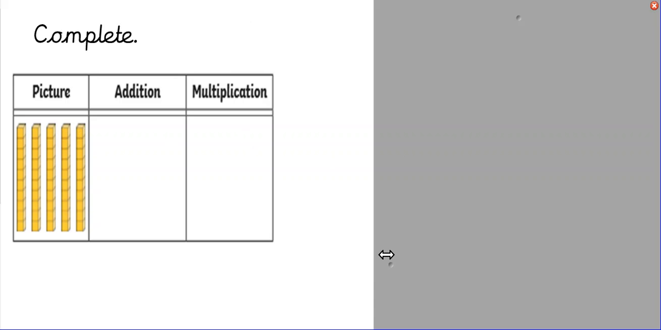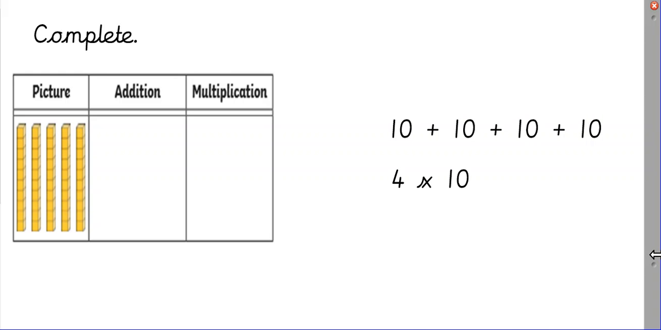Let's have a look at the answer, shall we? So the addition would be 10 add 10 add 10 add 10, because you've got 4 groups and there's 10 in each group. Your multiplication would be 4 multiplied by 10 because you've got 4 lots of 10 or 4 groups of 10. Well done if you got that correct.